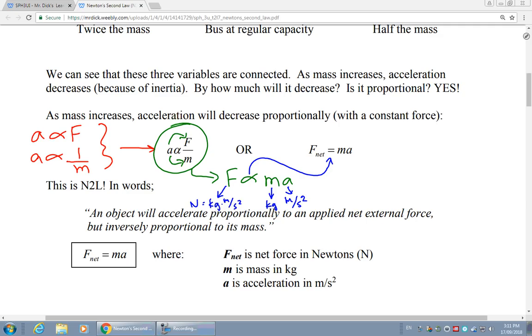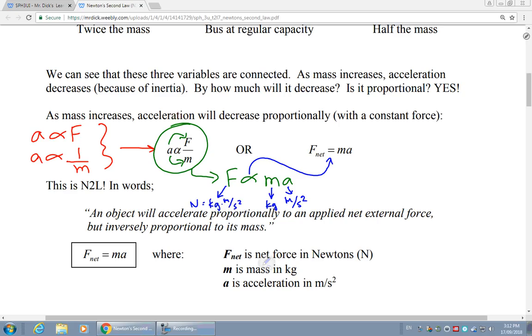Now, if this was a little bit tricky for you to follow and understand, that's okay. You don't need to be able to derive this formula from scratch. All you have to do is be able to understand it and use it in other contexts. In general, though, this is Newton's second law. His law in words says that an object will accelerate proportionally to any external net force. And so that's what we've already seen, that acceleration is directly proportional to force. When one increases, the other does. But it's inversely proportional to mass. So when one increases, the other will decrease in a similar mathematical way.